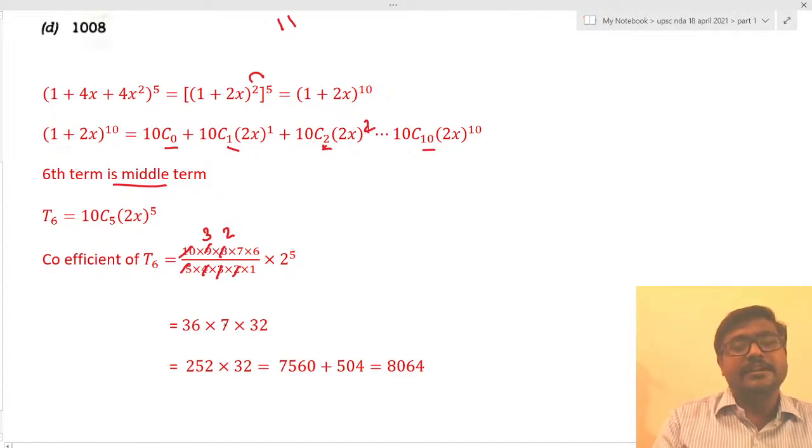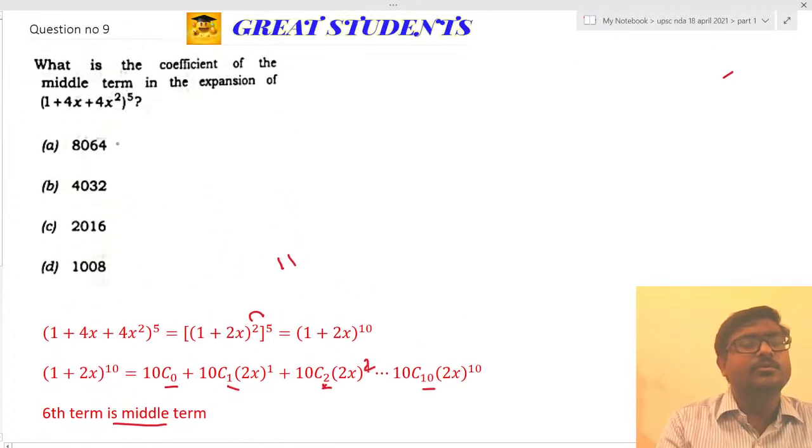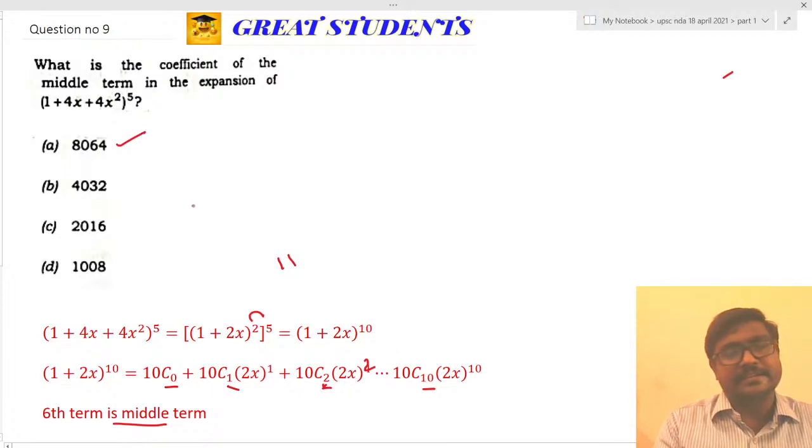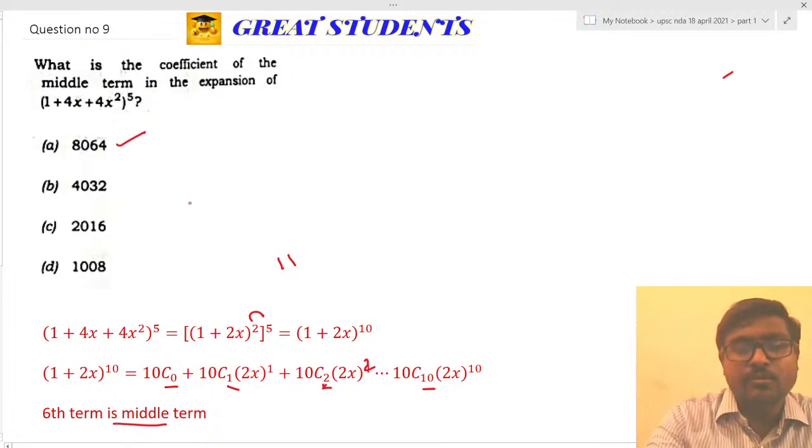So we can just multiply 7 into 36 is 252, into 32. So 3 into 252, it will give 7560. 2 into 252 is 504. When I add up, we will get 8064 as the answer. It is an easy sum we can do. So option A is the right answer for this question. Next we will move on to the next question.